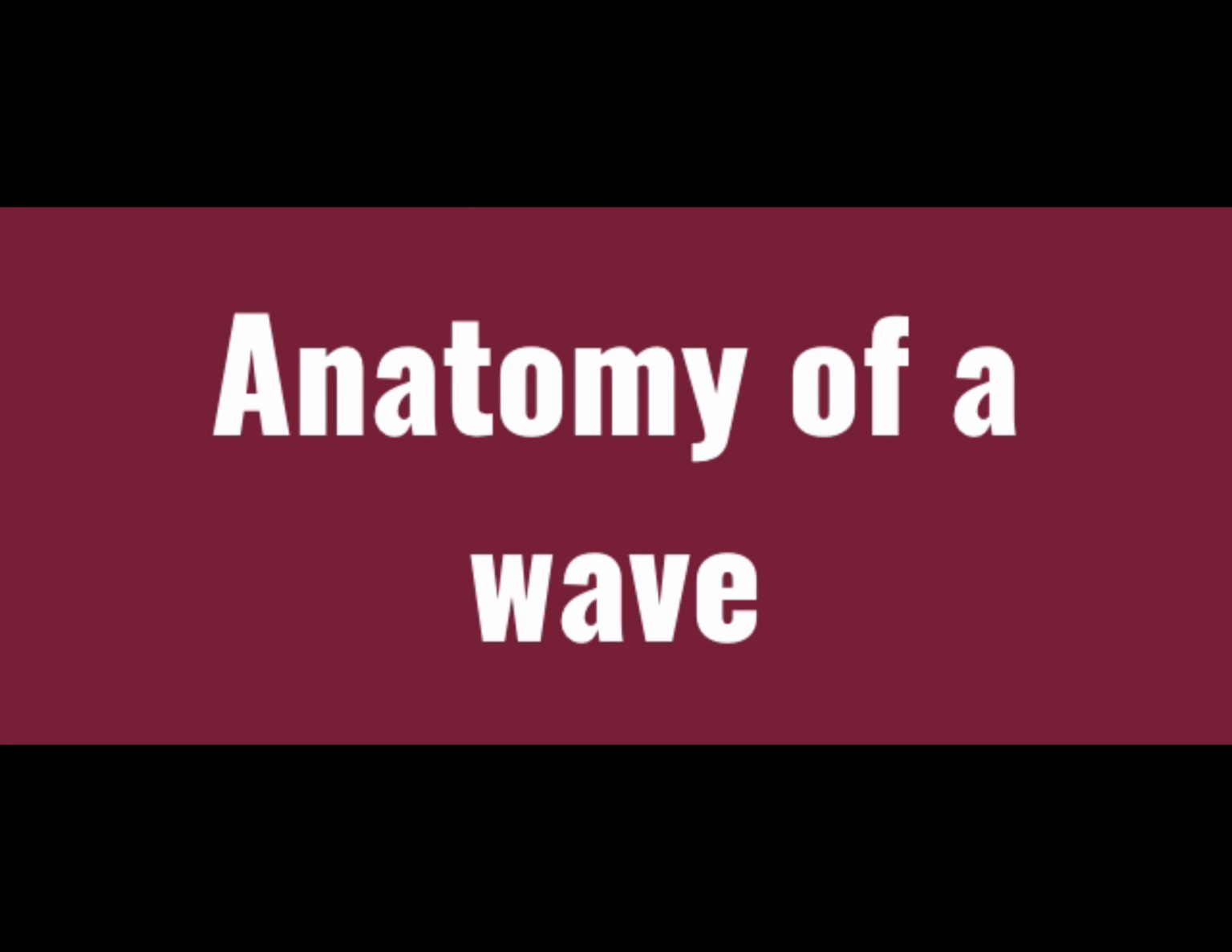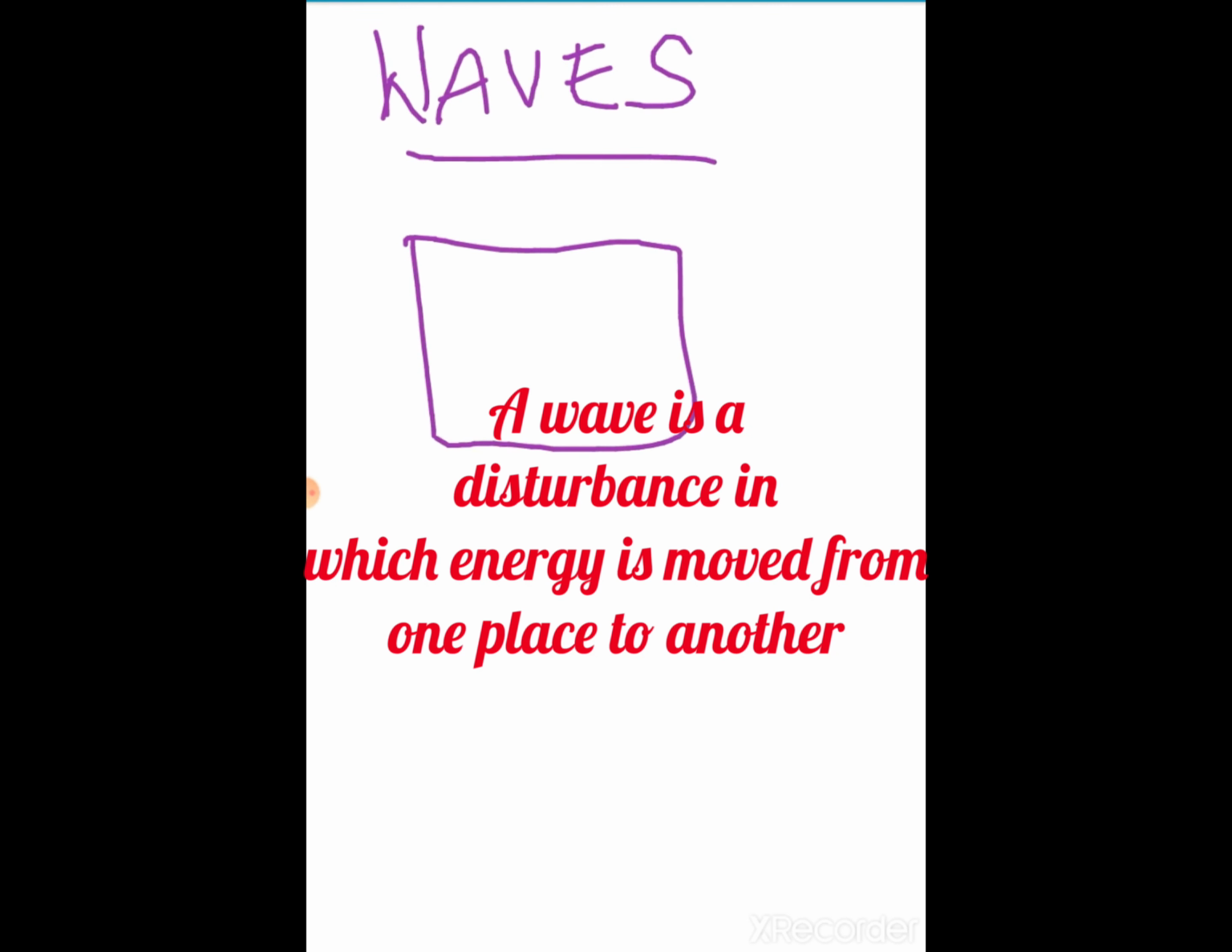We begin by looking at the anatomy of a wave, and much like the anatomy of the human body, a wave can be broken down into different parts. But what is a wave? A wave is a disturbance in which energy is transferred or moved from one point to another. The epicenter of an earthquake, or a ripple that transfers energy from the center outward.